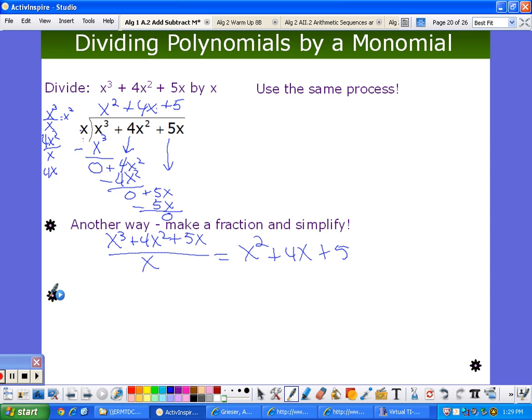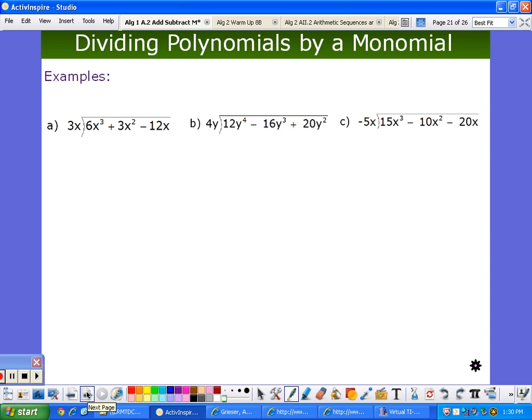Either way is fine. However, for now, we're using long division mostly for the practice of the process. So I'm just going to do one more example here. 3x times what is 6x cubed? Think about it, if you were to divide them, what would you get? 2x squared. So that's what goes here.